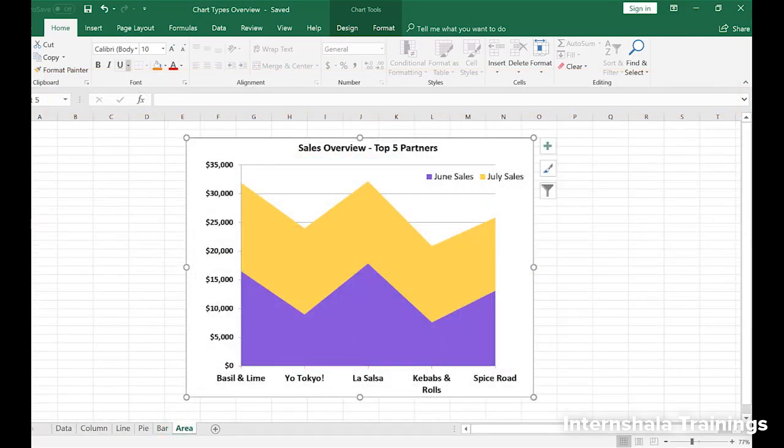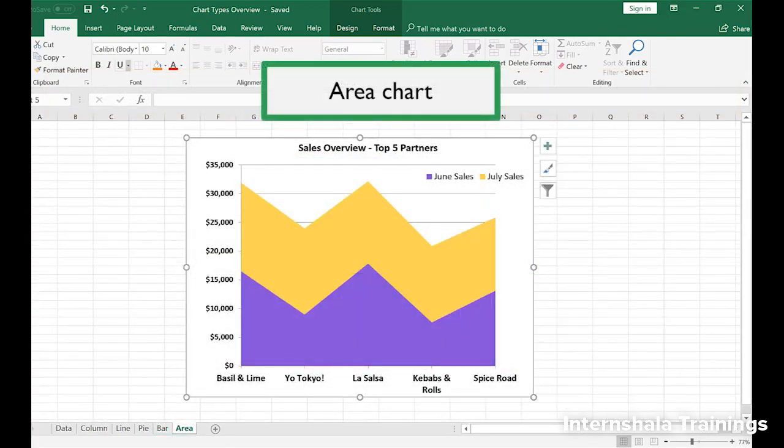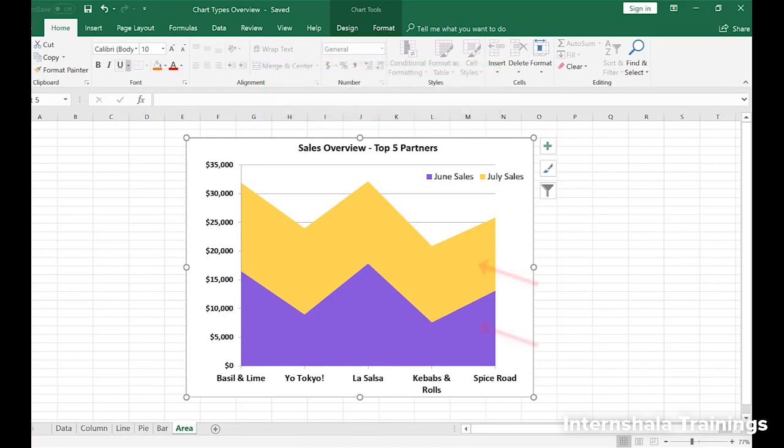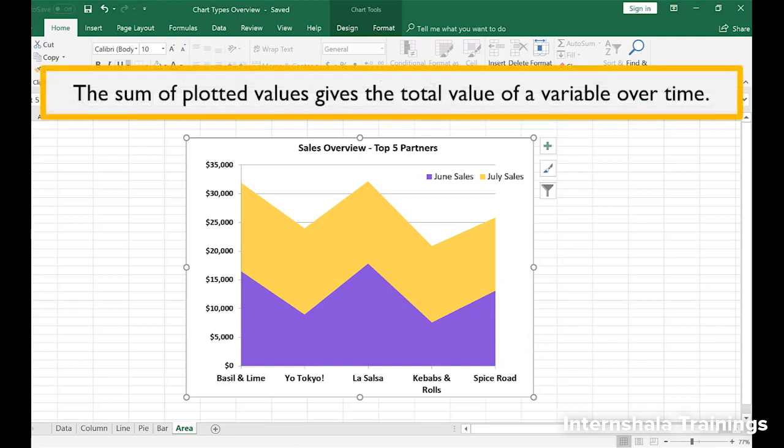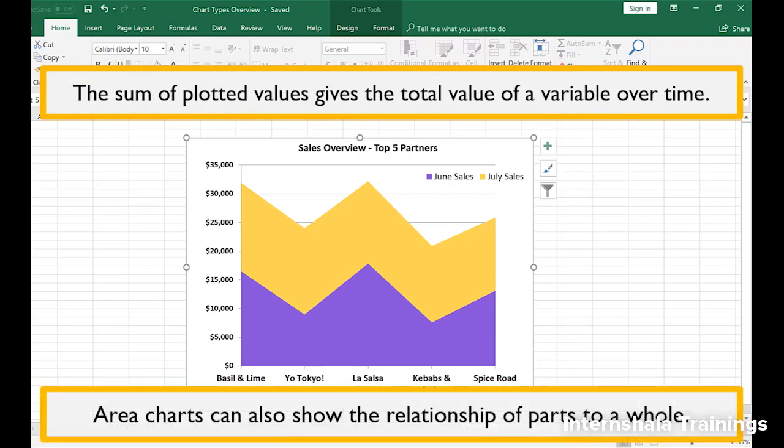The final chart we look at is an area chart. Area charts are similar to line charts, except that the area underneath lines is filled in. The sum of plotted values gives the total value of a variable over time. Therefore, area charts can also show the relationship of parts to a whole.